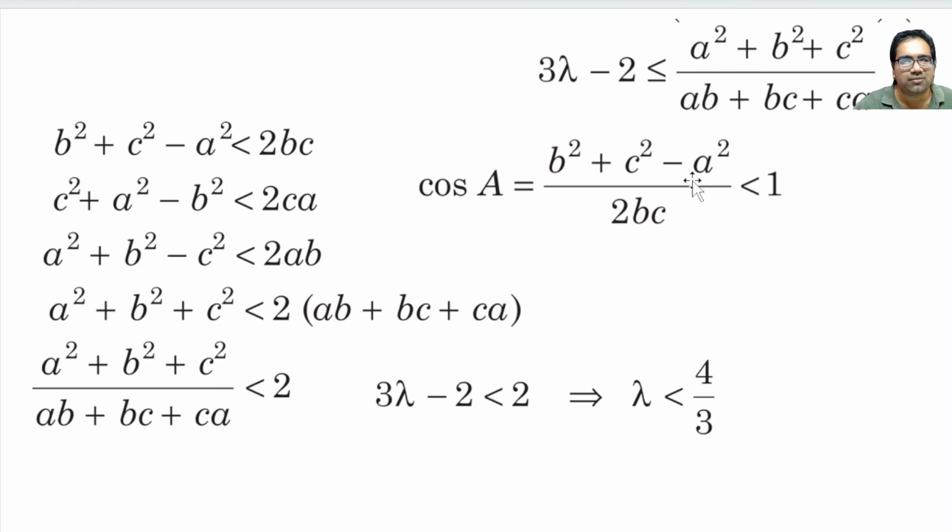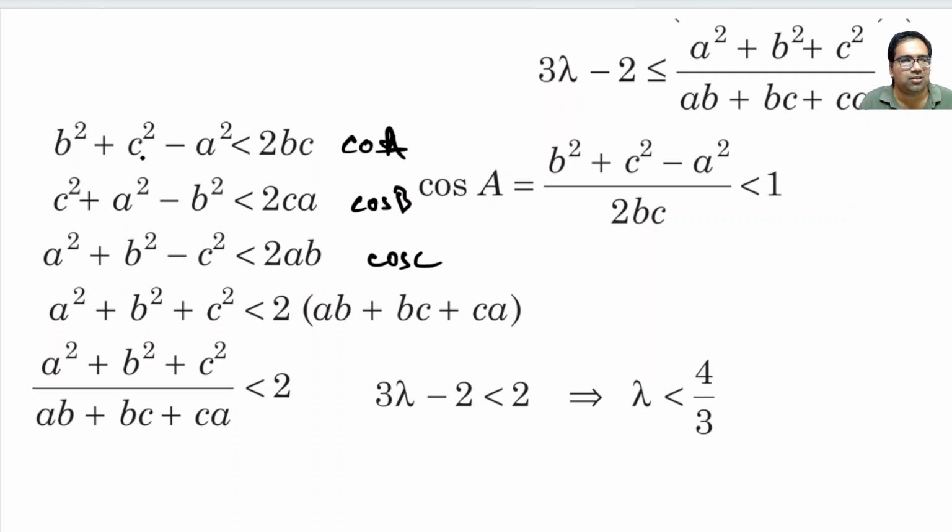What does this mean? (B square plus C square minus A square) by 2bc is less than 1. That means B square plus C square minus A square is less than 2bc. Similarly, C square plus A square minus B square is less than 2ca. Similarly, A square plus B square minus C square is less than 2ab. This is coming from cos A. This relation is coming from cos B. This relation is coming from cos C.